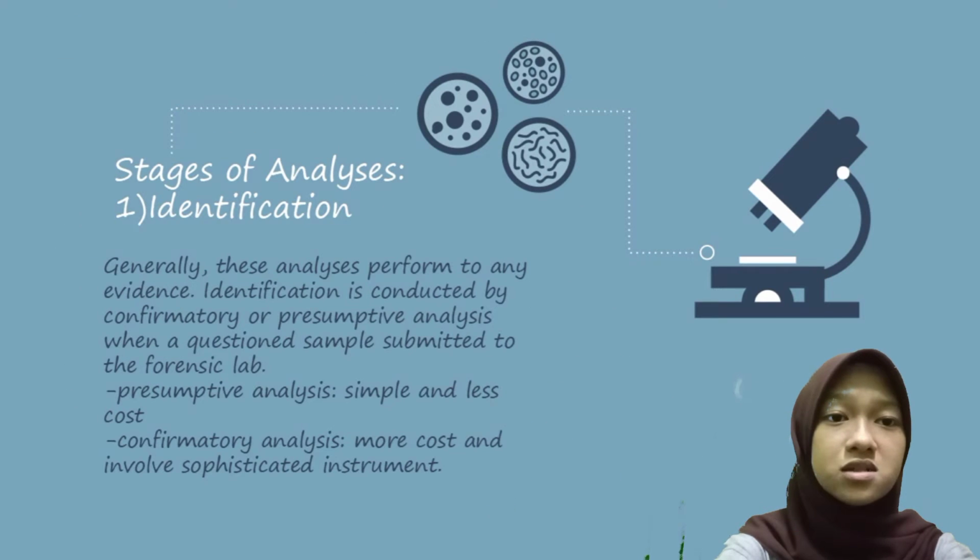There are two stages of analysis, which are identification analysis and comparative analysis. Identification is performed by presumptive or confirmatory analysis. Presumptive analysis focuses on chemical and physical properties to identify the sample via simple tests to narrow down the search. Confirmatory analysis focuses on identifying the sample completely from its unique properties. It is more complicated, using chromatography or spectroscopy techniques.